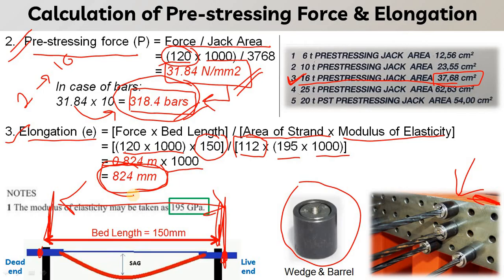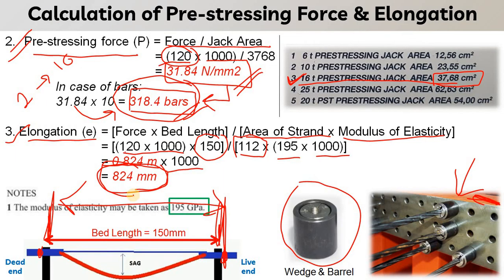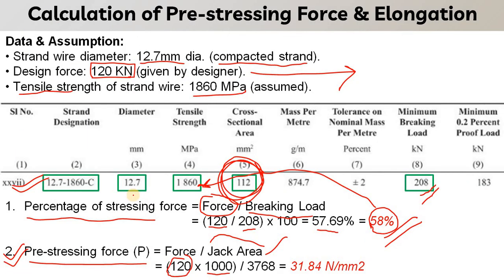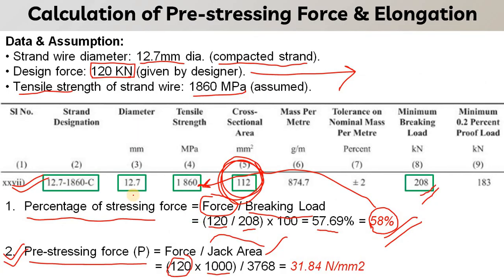So this is how the elongation and its force is calculated for the application of the pre-stressed elements. So this was all about the calculation of the pre-stressing force and elongation. Hope this calculation is clear, and you have understood how the calculation is done, and the importance of the table and its properties as well.